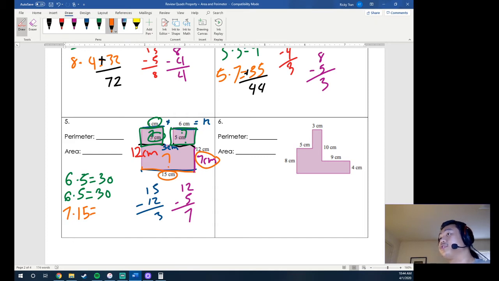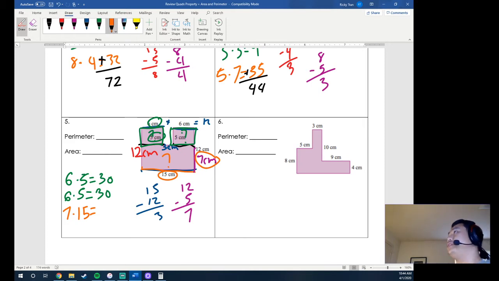You can split it, you need to split the shape into however many shapes you need so that it's easy to find the areas of those shapes. I split it into 3 because it looks like there were 3 different shapes put together. I feel like I skipped perimeter this time, and I did, but it's okay.